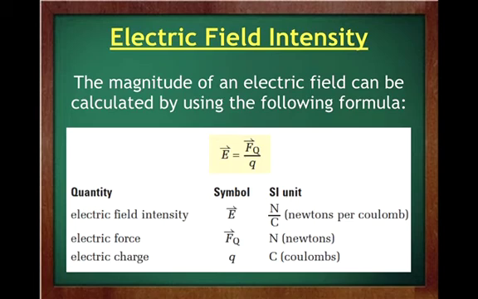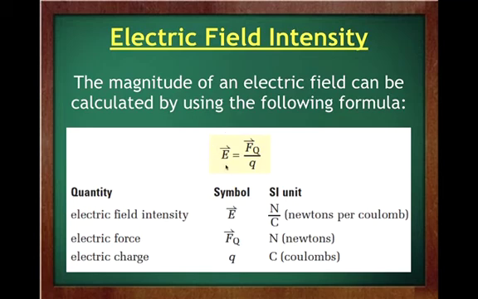So the magnitude of the electric field can be calculated by using the following formula. Your electric field intensity is going to equal the electric force divided by the electric charge. Your units for electric field intensity are newtons per coulomb. It doesn't have its own unit, that is just what the unit is. And again, this calculates the magnitude of our electric field.